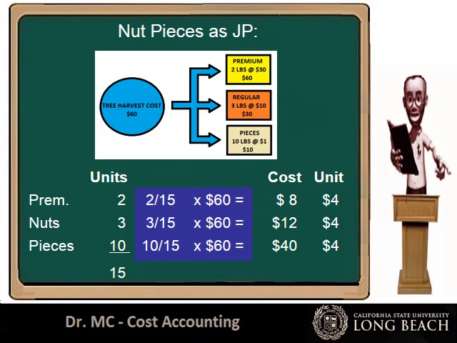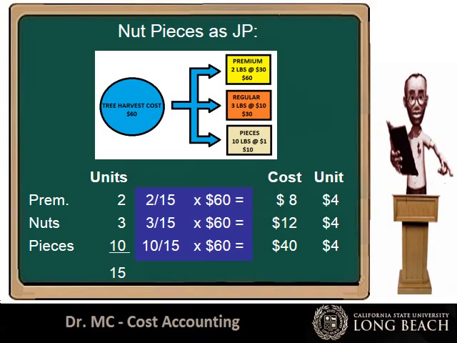Using the physical units method, the firm would ignore the fair market values of the products and allocate the $60 joint process cost to the products based on their relative pounds. The firm would first add up the pounds of all of the products and then divide the total pounds into the pounds of each product. This produces the percentages that are used to allocate the $60 of joint costs to the three products. The firm divides the premium nuts 2 pounds by the 15 total pounds and then multiplies that fraction by the $60 of joint costs in order to calculate that the premium nuts should be allocated $8 of the joint costs.